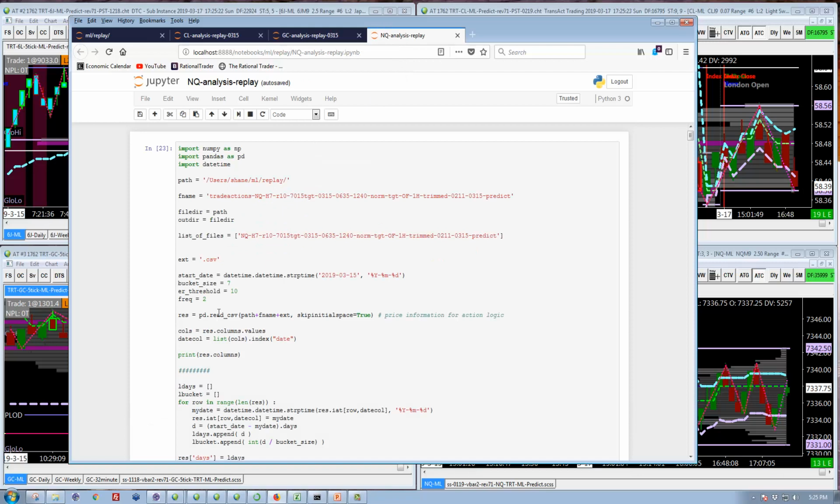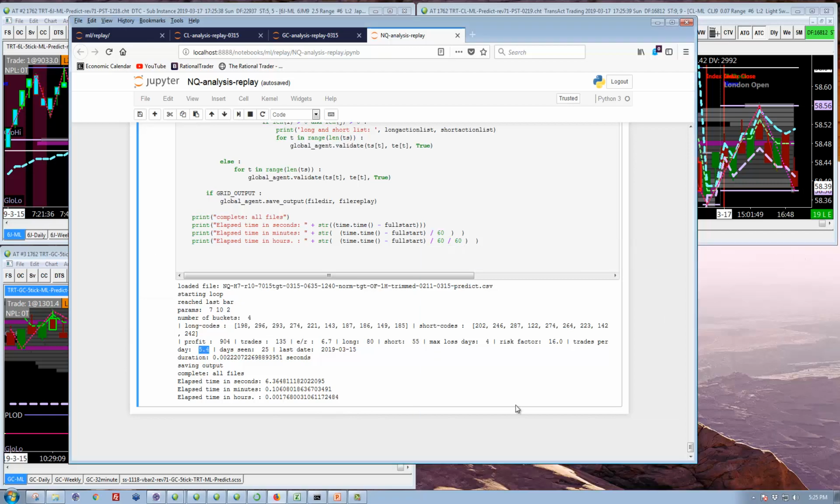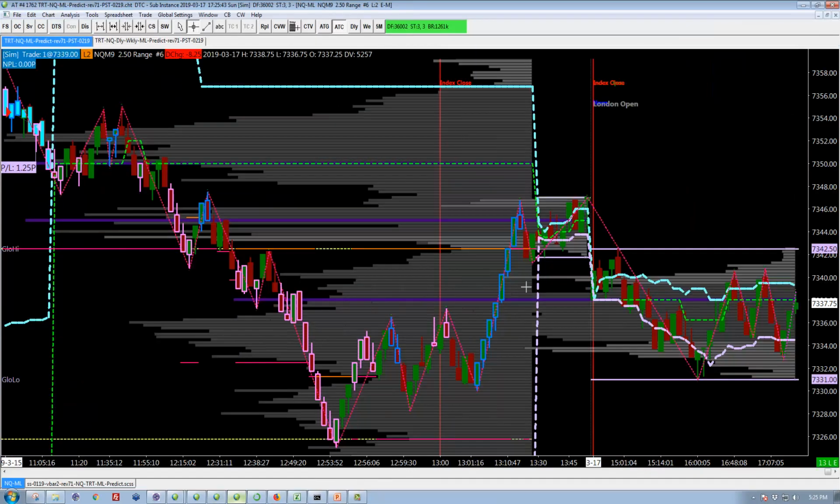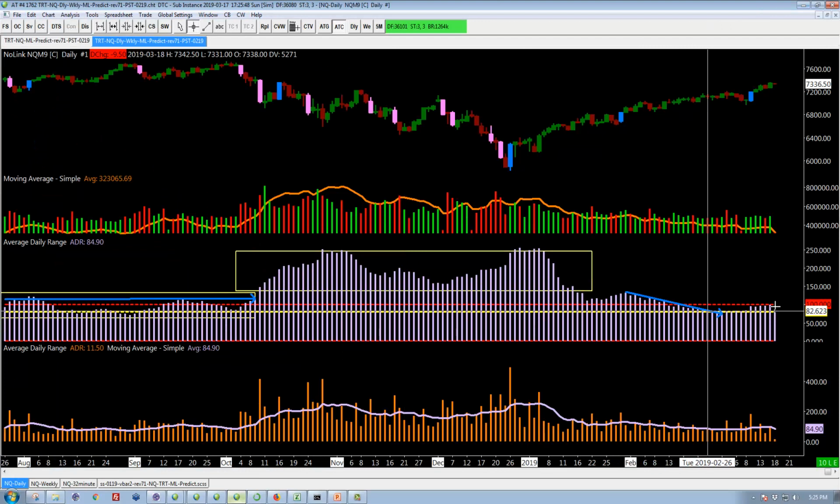Well, let's start with 10, since it seems to be the magic number. And what that produces is this level, 6.7. Look at the trades per day: 5.4. That's a big number compared to what we've been seeing, and that's because when you look at the NASDAQ, that's the wrong one. This one here. The volatility is still just through the roof here.